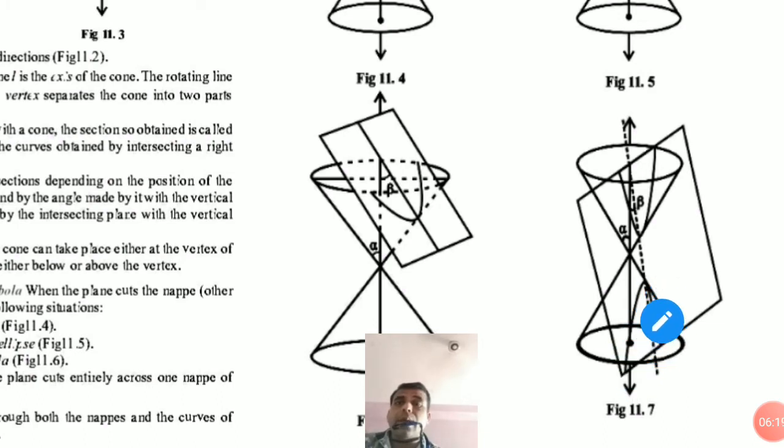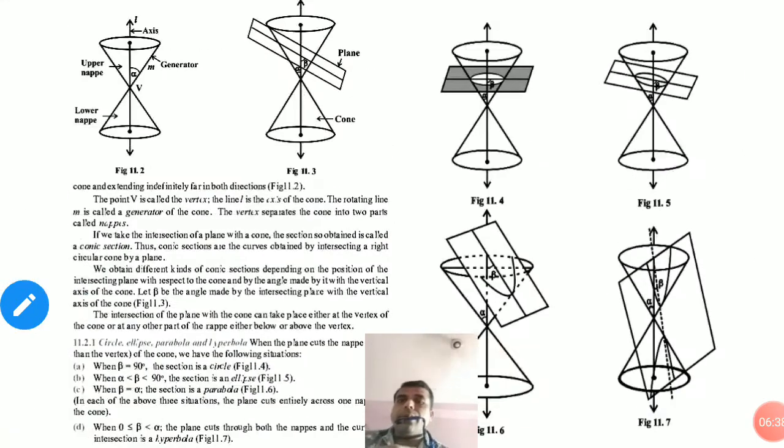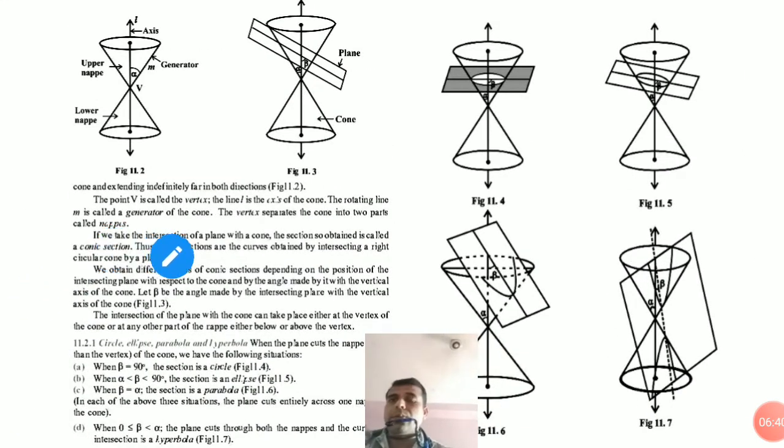That is why the hyperbola is like a mirror image, in the upper nappe and also in the lower nappe. So these are all four conditions that I have explained here with figures: how you will generate a circle, ellipse, parabola and hyperbola by the relation between the angles.